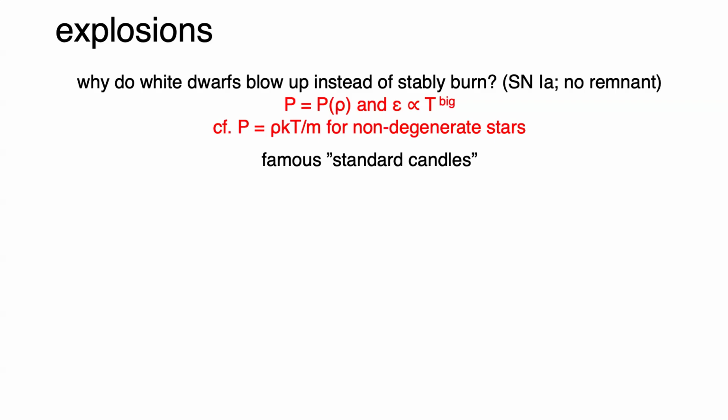So usually stars, when they burn something, release energy, and the energy increases the temperature, and then the pressure goes up, and then the star puffs up, and then it burns less, right? It regulates itself. White dwarfs do not do that, because when they increase temperature, the pressure doesn't go up. And if the temperature goes up, the burning rate goes as the temperature to a big power, like T to the 10 or T to the 90 or something. And so if you start burning, then the star could blow up.